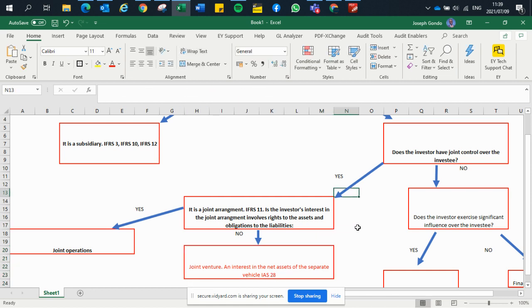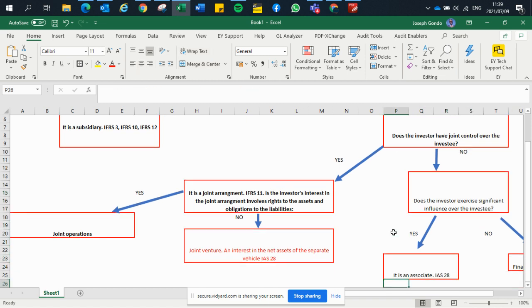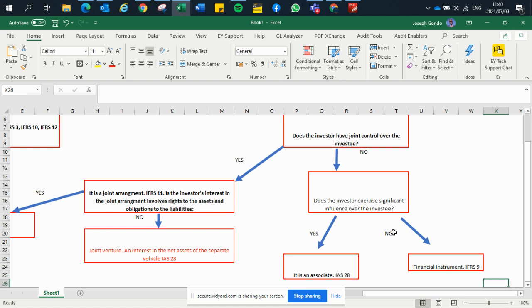If we go back to the question, does the investor have joint control over the investee? If the answer is no, then we say, does the investor exercise significant influence over the investee? If the answer is yes, then we have an associate. We account for it in terms of IAS 28, which talks about investments in associates and joint ventures. Then if the answer is no, then we have a financial instrument. We account for it in terms of IFRS 9.